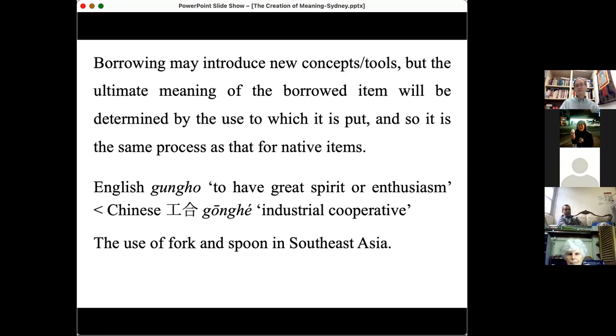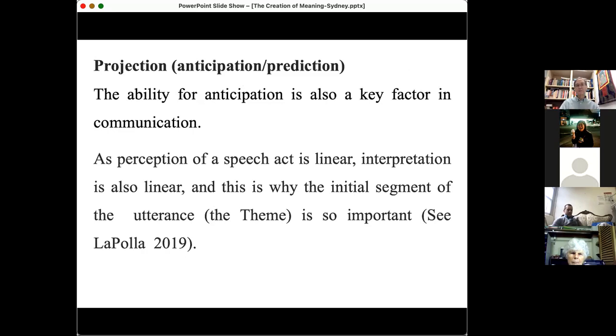And the same thing with the use of the fork and spoon in Southeast Asia. They have borrowed the tools, the spoon and fork, in Southeast Asia, but they use them in a very different way. And so the meaning of the fork and the meaning of the spoon in their system of eating is very different from the meaning in our system. So these are just showing parallels between linguistic and non-linguistic culture.